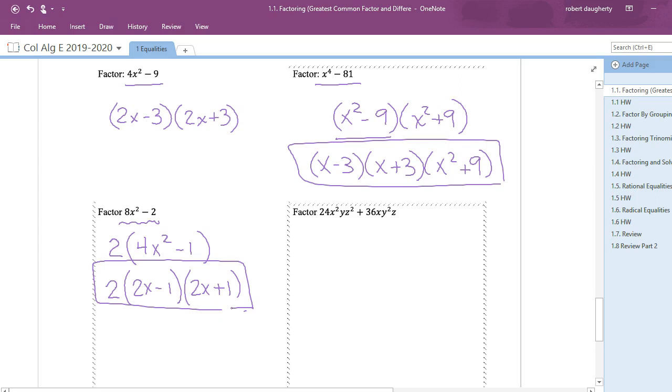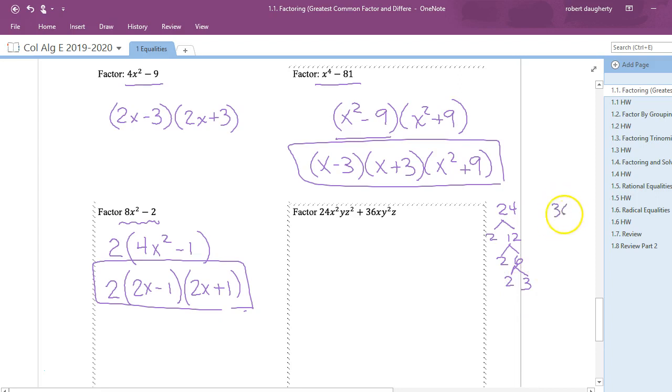Let's look at the next one. It looks a little complicated, but we just break it down. This is not a subtraction, so it can't be a difference of squares. It has to be the greatest common factor. What is the greatest common factor here? It's going to be 12, but if you didn't see this, you can break it down. 24 is 2 times 12, 12 is 2 times 6, and 6 is 2 times 3.